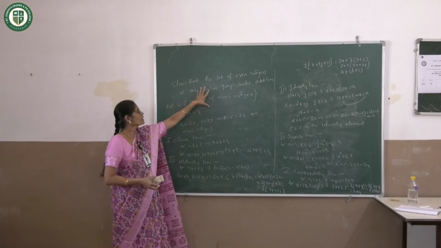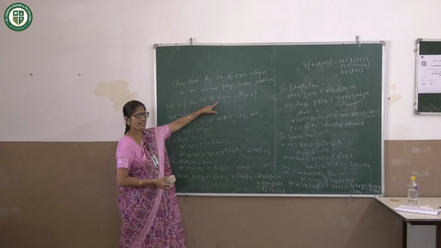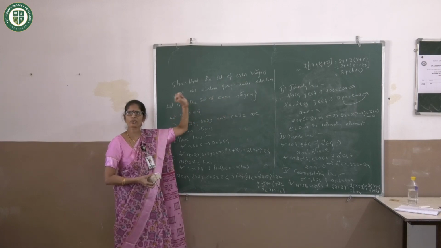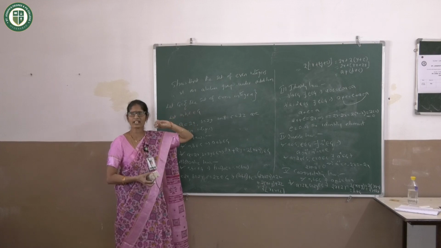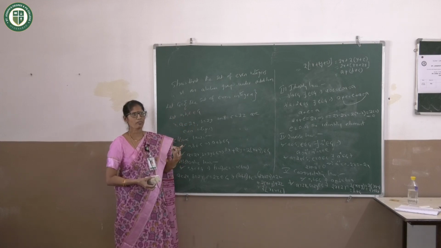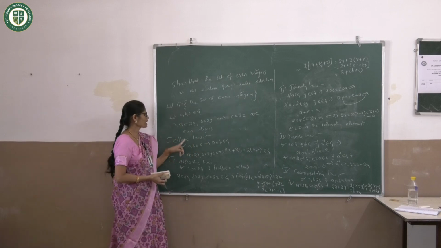So once again, we took G as the set of even integers. We have to show that it is an abelian group. To prove an abelian group, we have to prove 5 conditions: closure property, associative property, identity property, inverse property and commutative property, right? So first condition is closure law.